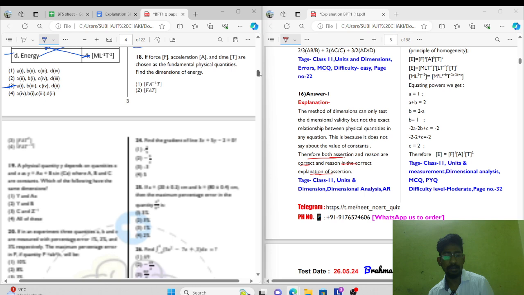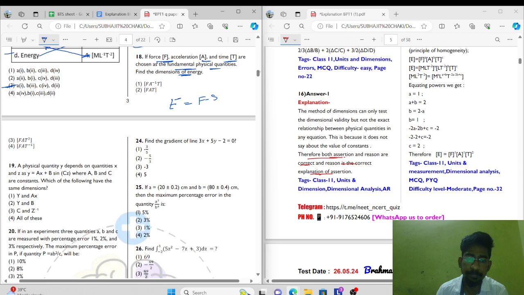Energy, what did I tell you? Energy is nothing but F into S. The dimension of F is already there. Now calculate S. S is the distance. How to calculate distance from acceleration and time? Acceleration is equal to V by T, and V is equal to S by T. So S by T and by T will become S by T square. So S is equal to A into T square. So it will become F A T to the power 2. Very simple dimensional analysis. F A T to the power 2. So option number 3 is the correct one.